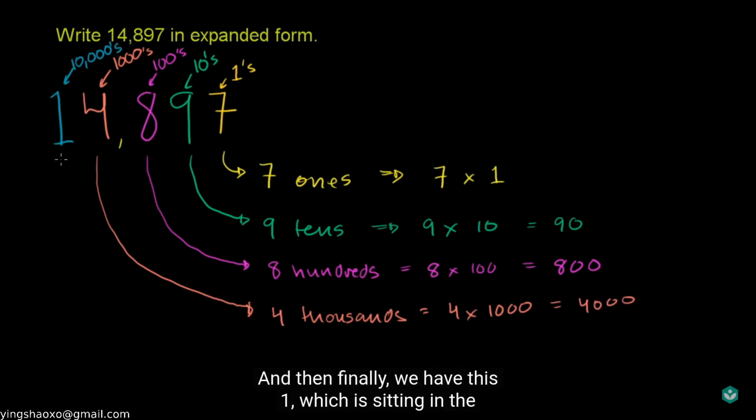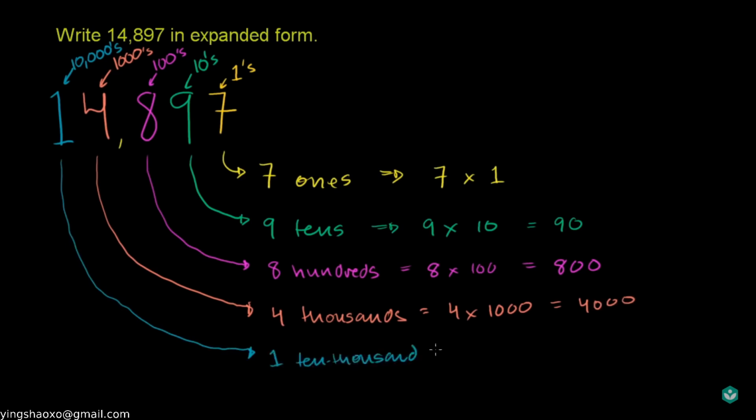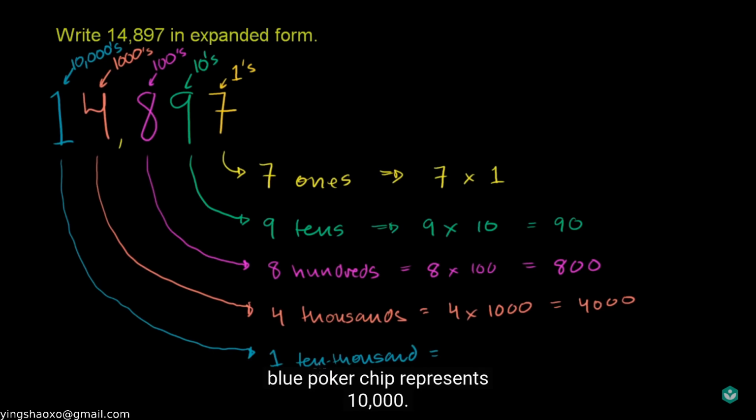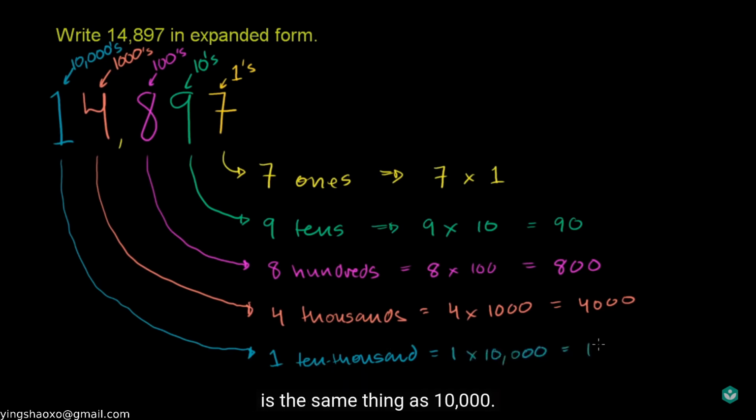And then finally, we have this 1, which is sitting in the 10,000s place. So it literally represents 1 10,000. Or you could imagine if these were kind of poker chips, that would represent one of the blue poker chips, and each blue poker chip represents 10,000. I don't know if that helps you or not. And 1 10,000 is the same thing as 1 times 10,000, which is the same thing as 10,000.